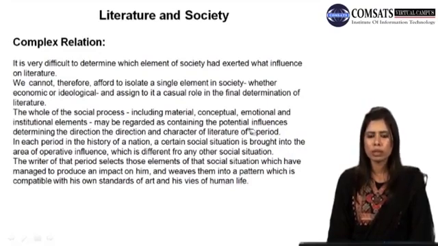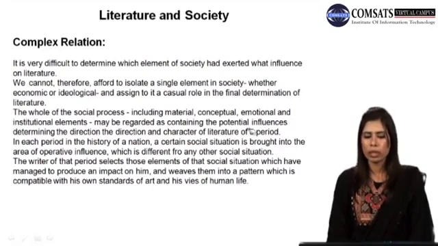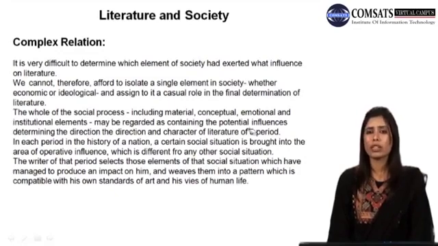The whole of the social process, including material, conceptual, emotional, and institutional elements, may be regarded as containing the potential influence determining the direction and character of literature of a period. In each period in the history of a nation, a certain social situation is brought into the area of operative influence, which is different from any other social situation. So that is why their relationship is quite complex.